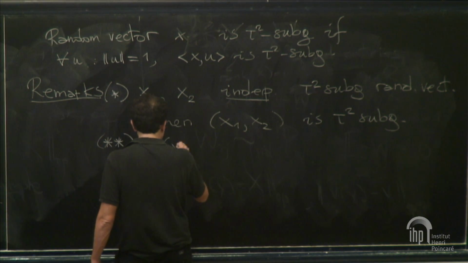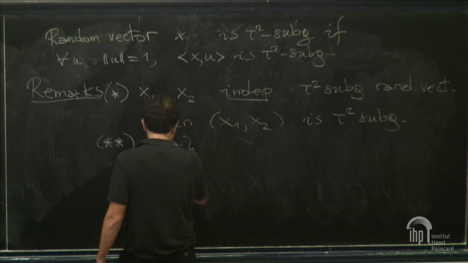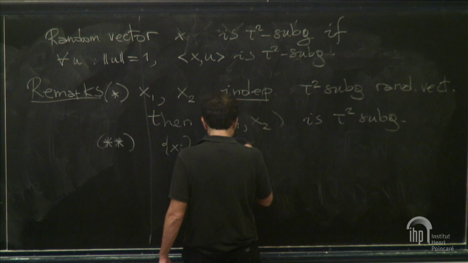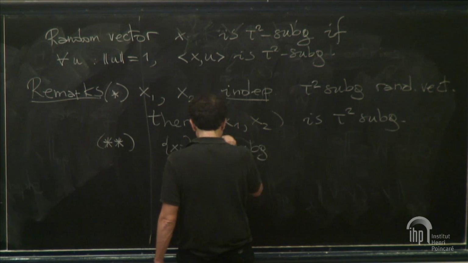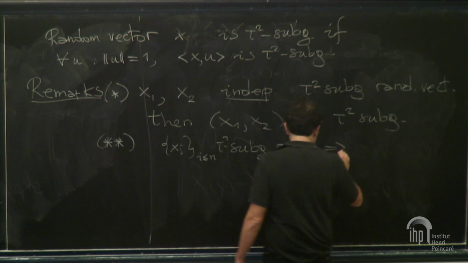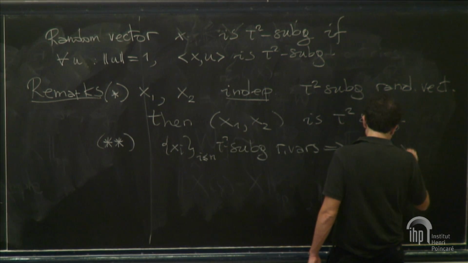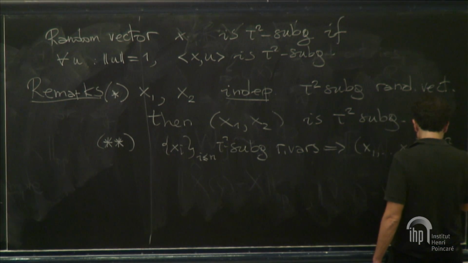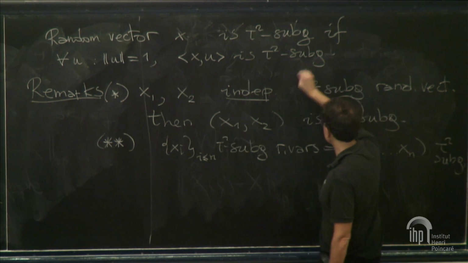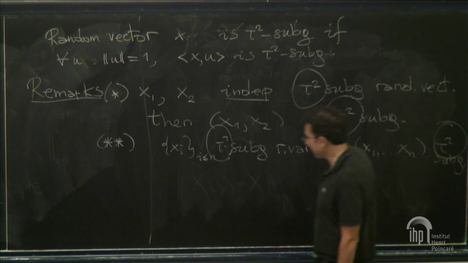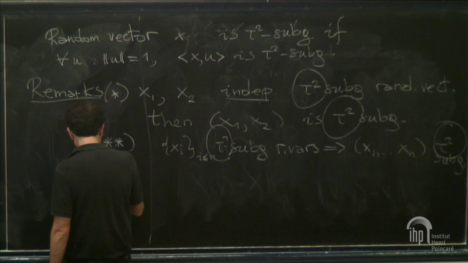Easy consequence of this, again, is that, of course, if you have xi, a bunch of two-square sub-Gaussian random variables, then the vector x1 to xn is also two-square sub-Gaussian. The important thing here is that this constant doesn't change. So you can put together any number that you want.